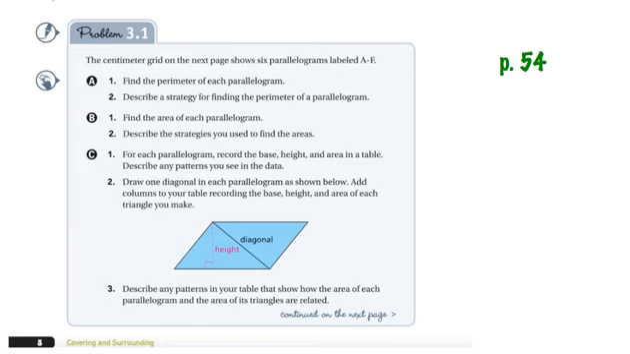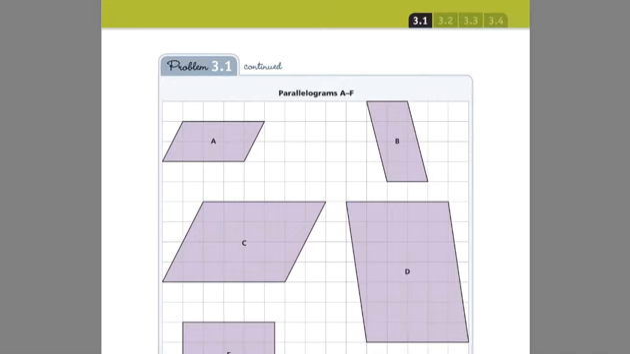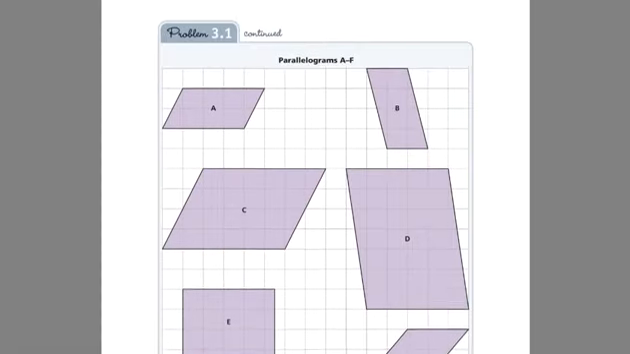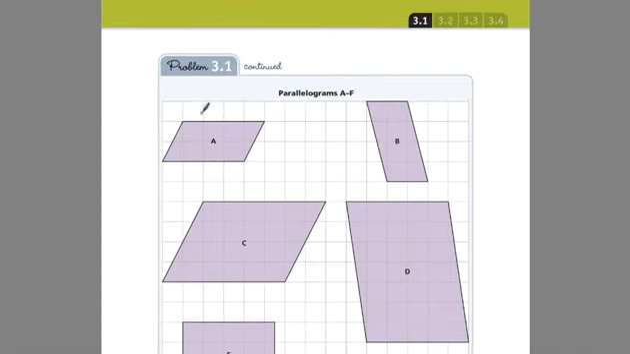So you're going to start here with letter A, and it says find the perimeter of each parallelogram. So again, here are all your parallelograms A through F, and you are simply going to find the perimeter of each. So keep in mind that your perimeter is your distance around the outside of a figure. So if you need to use a centimeter ruler to help you with that, you sure can. And you can just, again, record your answer somewhere next to that parallelogram.